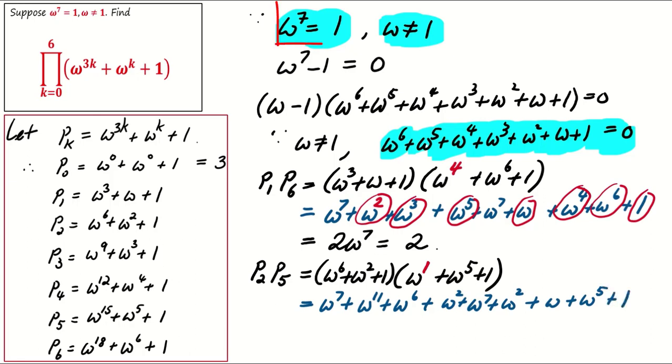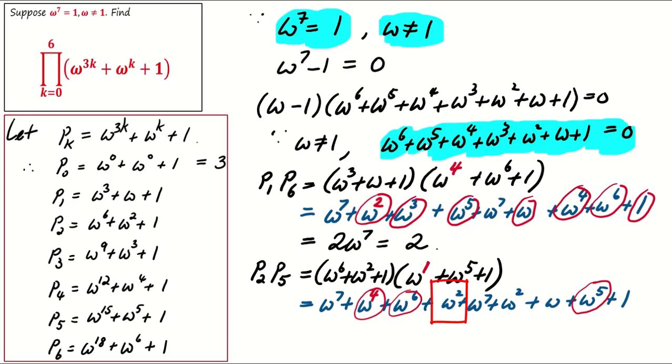After expanding it carefully, we obtain the following. Once again, omega to the power 7 equals 1 implies that omega to the power 11 equals omega to the power 4. So we make the change. You'll notice that we now have all the terms from omega to the power 6, omega to the power 5, omega to the power 4, and wait, we don't have omega to the power 3.